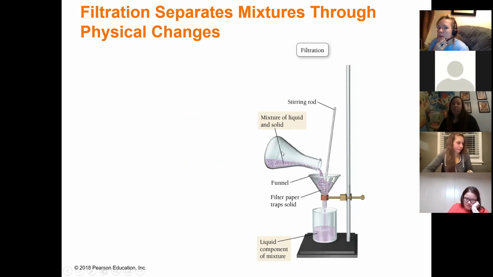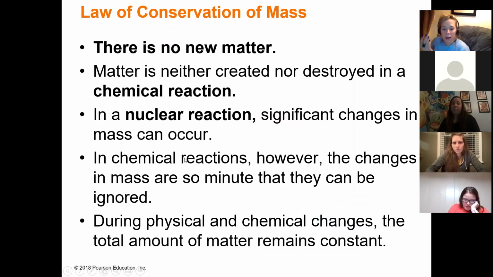We can also separate through osmosis or reverse osmosis, which is kind of like filter paper, but it's really, really teeny tiny. Okay, so next thing, law of conservation of mass.